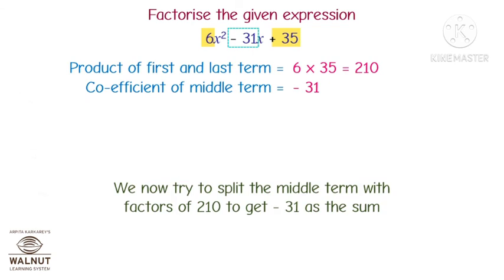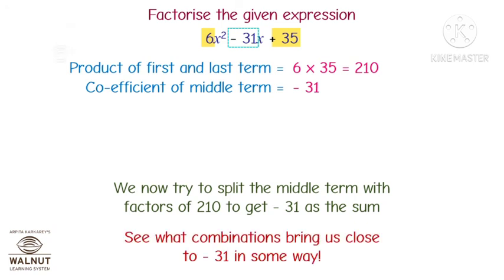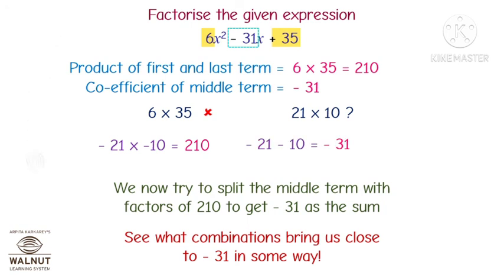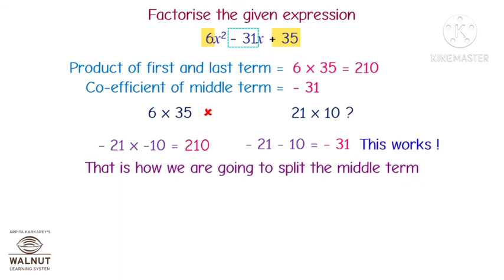We now try to split the middle term with factors of 210 to get minus 31 as the sum. See what combinations bring us close to minus 31 in some way. 6 into 35 is not an option. 21 into 10 might be an option. Let's see. Minus 21 into minus 10 is equal to 210, and minus 21 minus 10 is equal to minus 31. This works. That is how we are going to split the middle term.